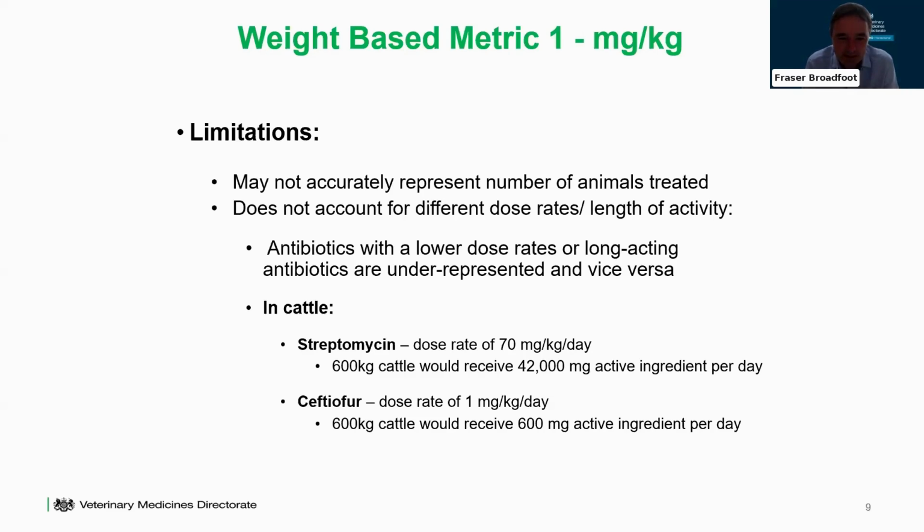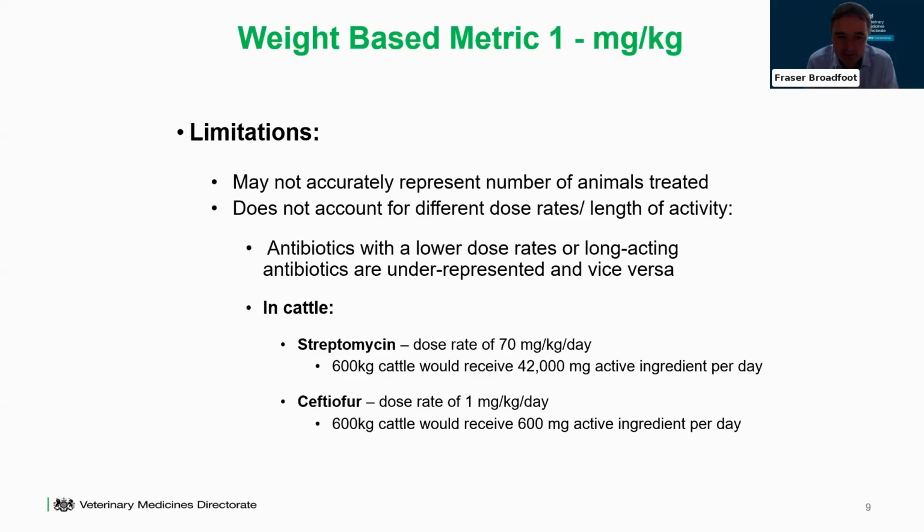Now, actually, ceftiofur is a third and fourth generation cephalosporin, and it's one of the critically important antibiotics. So it should be reserved as a last resort antibiotic. But you can see that if a farm could reduce their milligram per kilogram by using ceftiofur rather than streptomycin, even though streptomycin is more of a first or second line antibiotic maybe, you don't want people to be using inappropriate antibiotics just because they have a lower amount of active ingredient. So that's one downside of it.